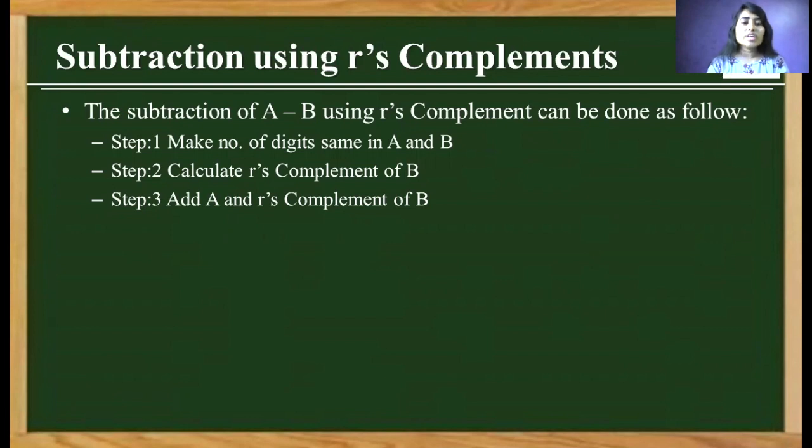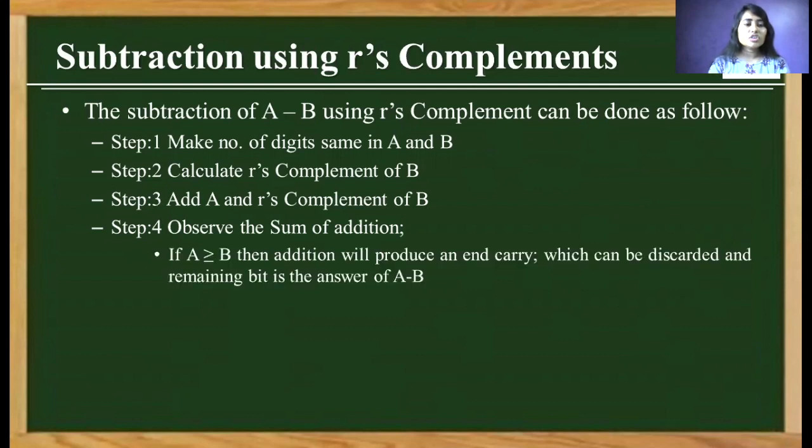After addition, we have a resultant bit, so observe this resultant bit. If A is greater than or equal to B, then addition will produce an end carry, which can be discarded, and the remaining bits are our answer. This end carry can be discarded and the remaining bits are the answer of A minus B.